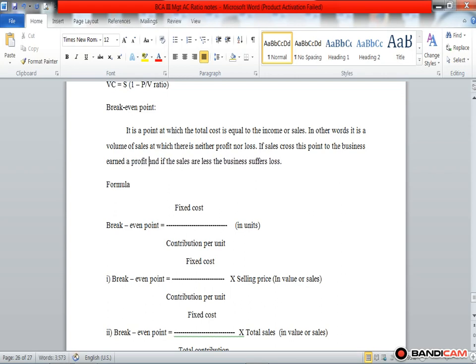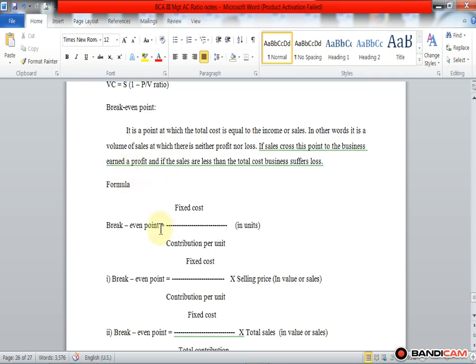Okay, so here, if the sales cross this point, the business earns a profit. And if the sales are less than the total cost, the business suffers a loss or has incurred a loss.